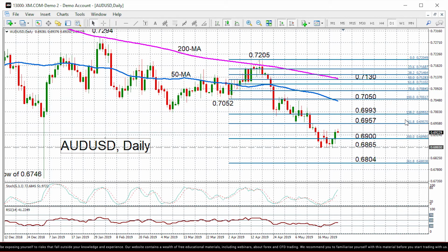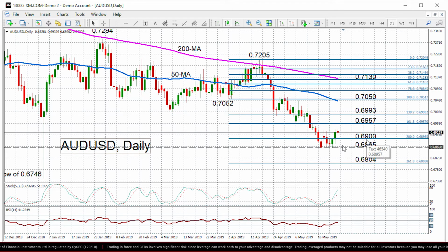Higher up, we've got the 138.2% Fibonacci at 0.6993, but the Aussie dollar would really need to reclaim the 50-day moving average around 0.7050 in order to erase the downside risks and potentially help the medium-term outlook become neutral again. At the moment, the medium-term picture is rather bearish to the downside.